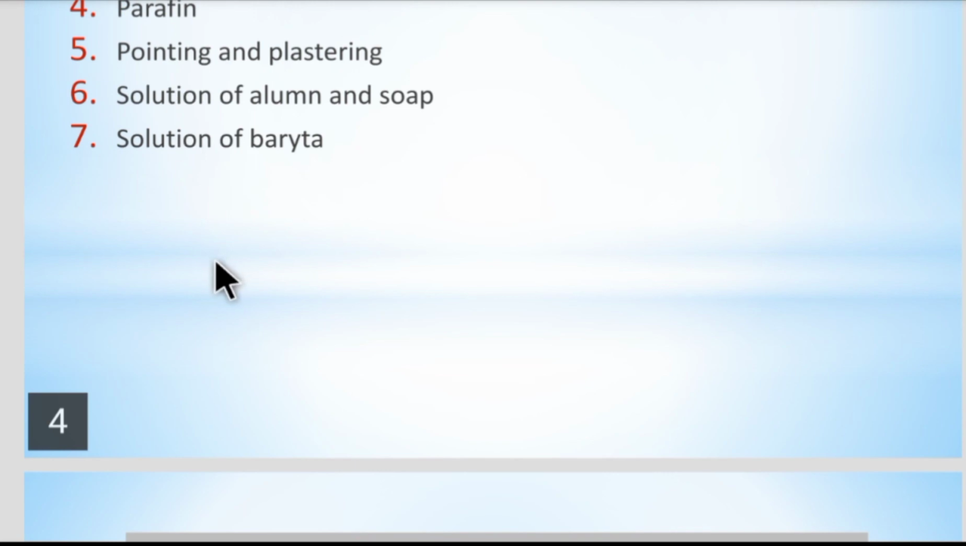Next is the solution of baryta. The solution of barium hydroxide is called baryta. It is also applied on the stone surface and acts as a preservative. This treatment is long lasting, as the calcium carbonate is insoluble and least affected by atmospheric agencies. It will be effective for a long time.